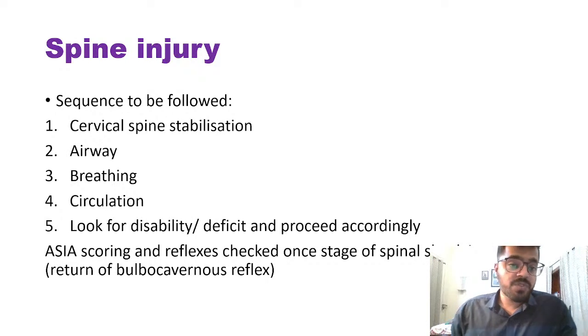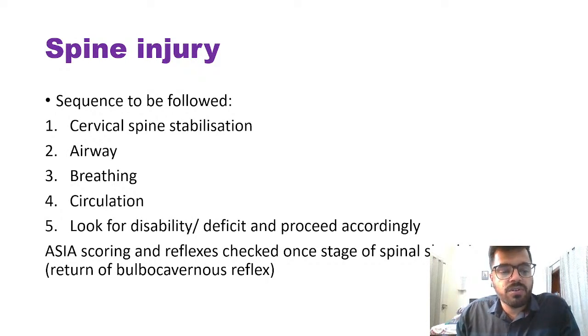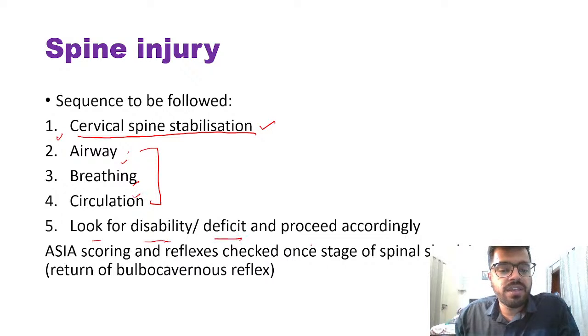So if a patient comes with spine injury to the trauma center, what is the sequence to be followed? How do we manage the patient? First of all, we should stabilize the cervical spine. Stabilize the cervical spine as the first step. Then we look for usual trauma ABC: airway, breathing and circulation. Then we look for disability or deficit, and then we will proceed accordingly. We do ASIA scoring and reflexes are checked once the spinal shock is over.